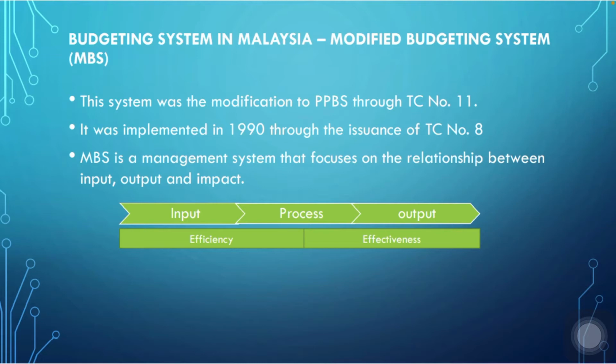And then MBS is a management system that focuses on the relationship between input, output and also impact. So dia lengkap lah. You tengok dekat diagram bawah tu, dia ada input, dia ada process, dan dia ada output. So efficiency and effectiveness tu daripada input sampailah ke output. Dia takkan lari.